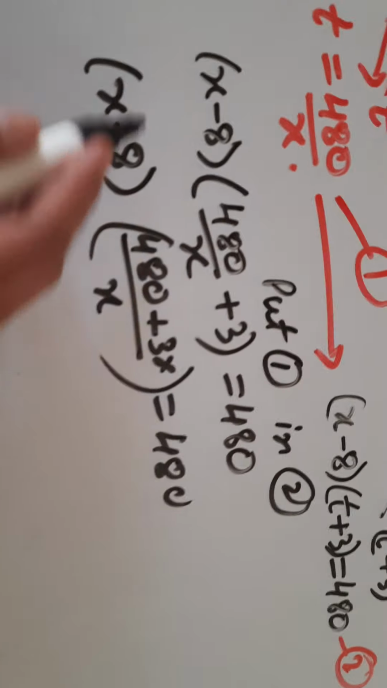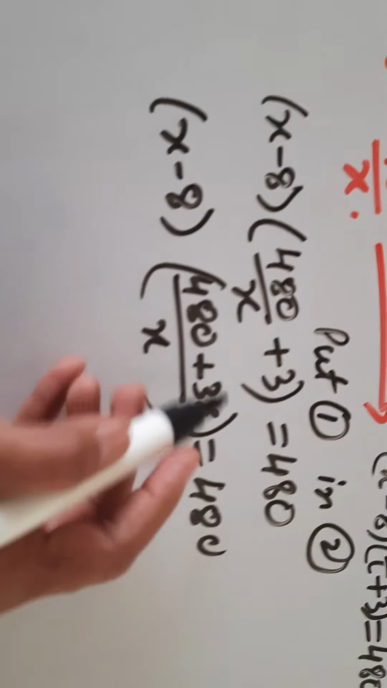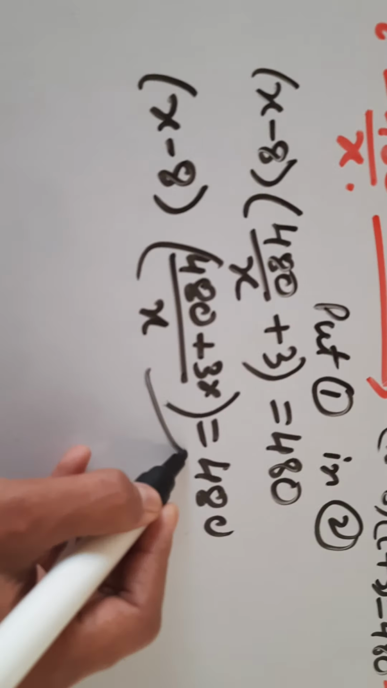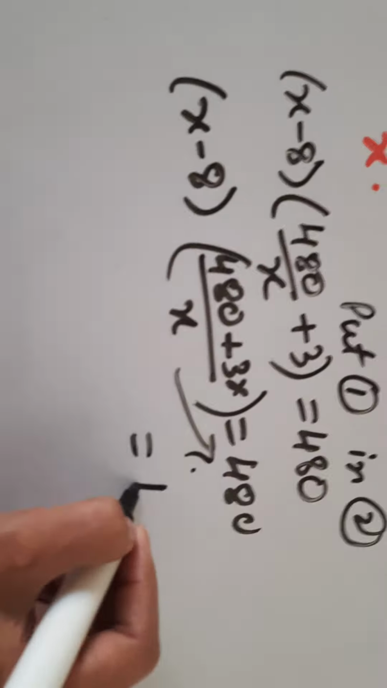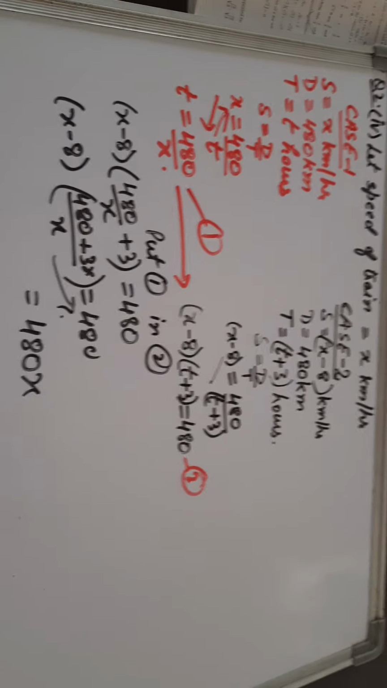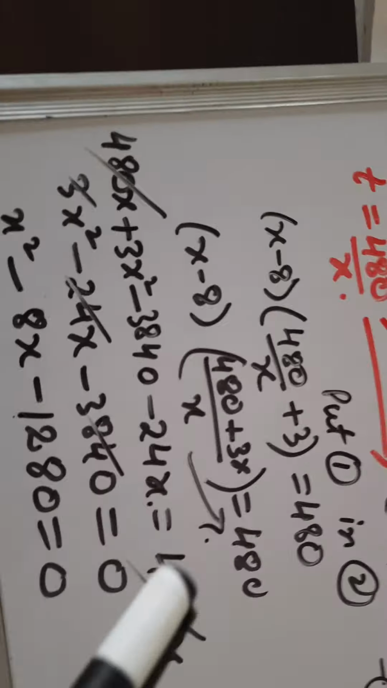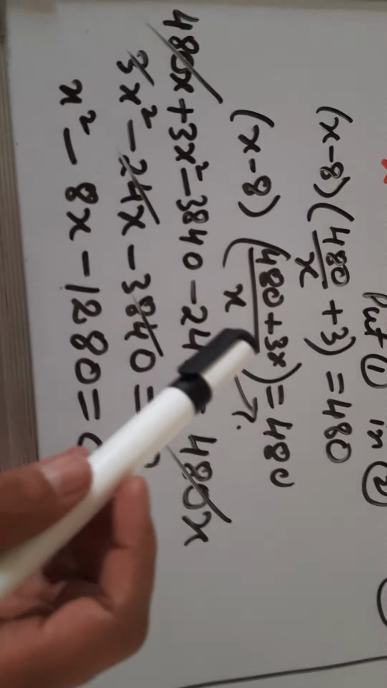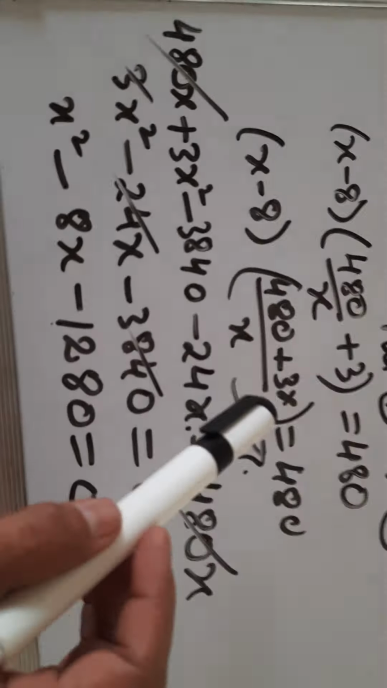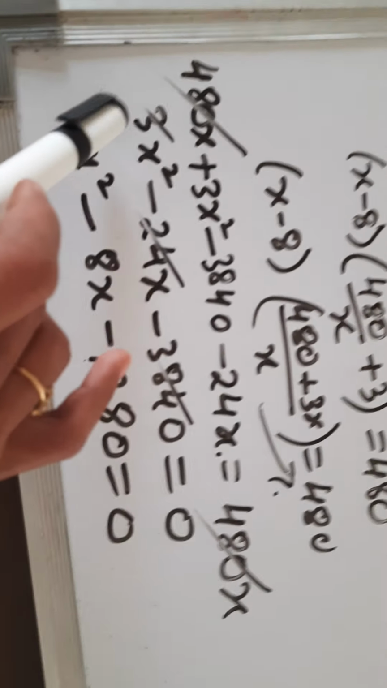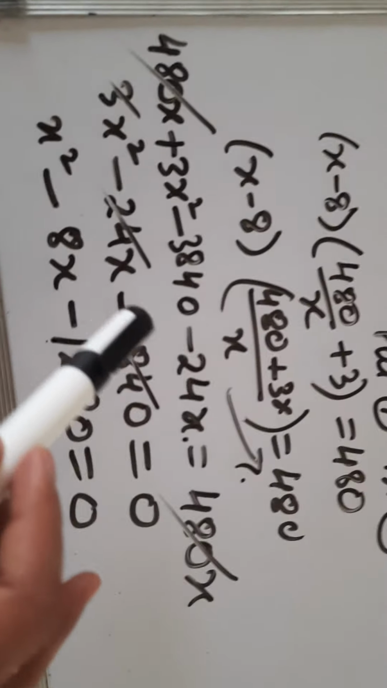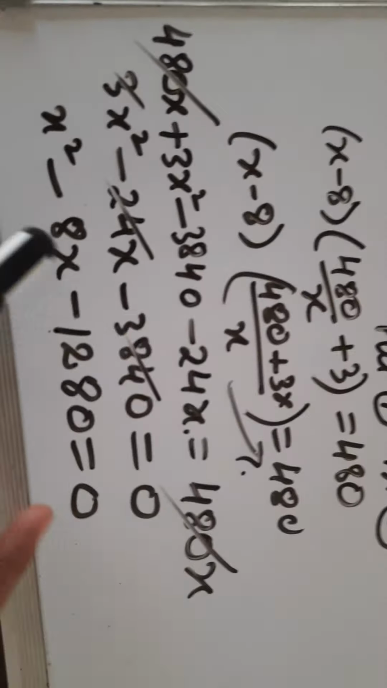Now this is in the numerator, this is in the numerator. Multiply the two brackets and this x will get cross multiplied. We'll get 480x, and by distributive property solve it. So here you can see, dear students, this will get cross multiplied, and by multiplying x minus 8 by 480 plus 3x we'll get this equation: 3x squared minus 24x minus 3840 is equal to 0.